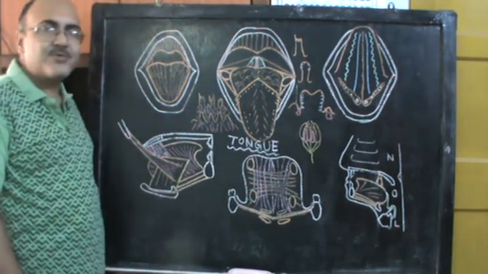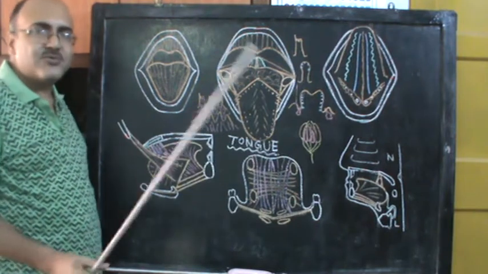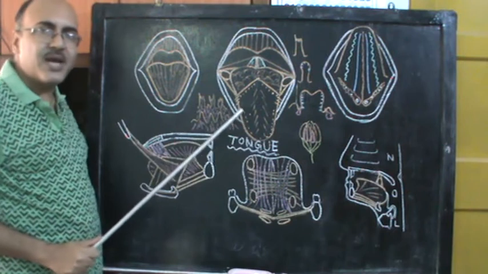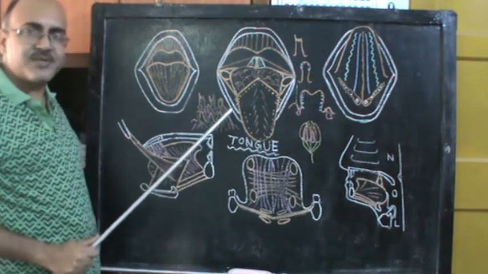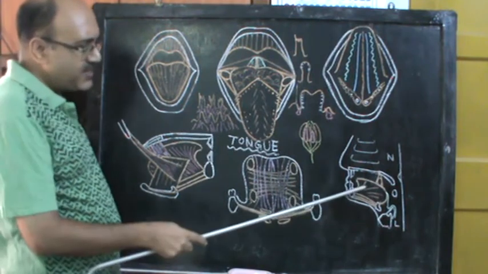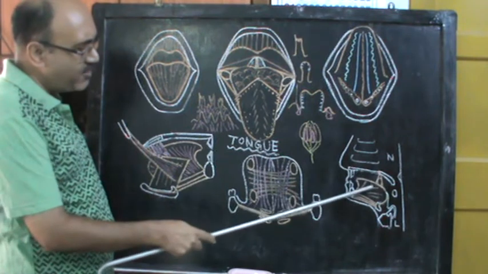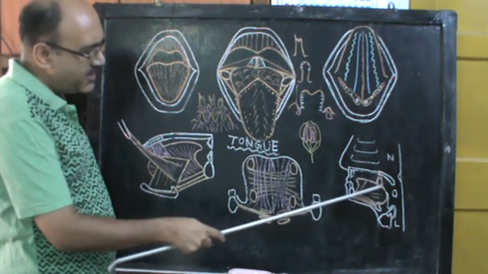Hello everyone. Today, as you can see, we are going to discuss the tongue. As you know, the tongue is a muscular organ covered by mucous membrane, and it is situated partly within the oral cavity and partly within the oropharynx. In this picture you can see that the tongue is partly within the oral cavity, the oral part of the tongue, and this posterior 1/3 is within the oropharynx.